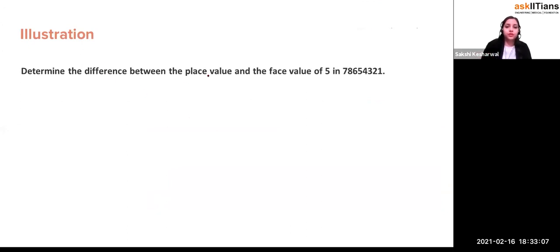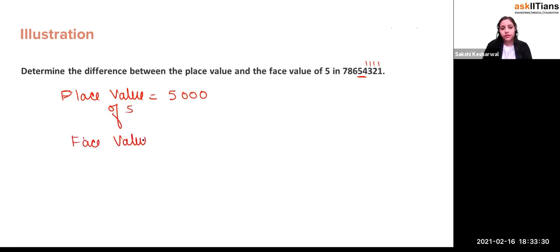What's the difference between the place value and the face value of 5 from this? So what is the 5 over here? The face value of the 5 will be 5, and this is 1, 2, 3, 4. So this is your place value, the place value of 5. And what is the face value of 5? The face value of 5 is 5, the digit itself.